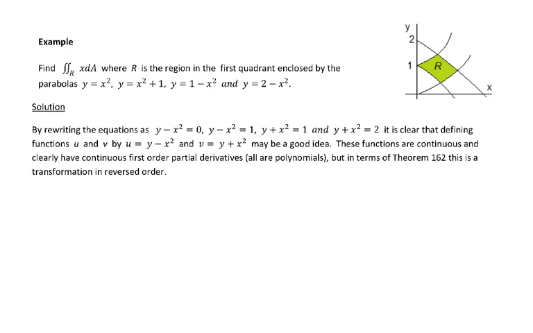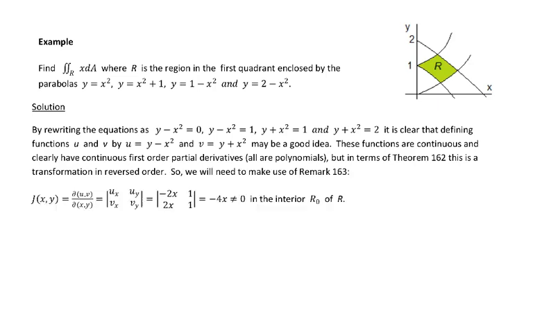If you have a look at that, it makes clear that defining u and v as u equals y minus x squared and v equals y plus x squared is a good proposal for a transformation. We can see that the functions u and v are continuous, and they will have continuous first-order partial derivatives, since all of these are polynomials. In terms of Theorem 162, however, this is a transformation in the reversed order.